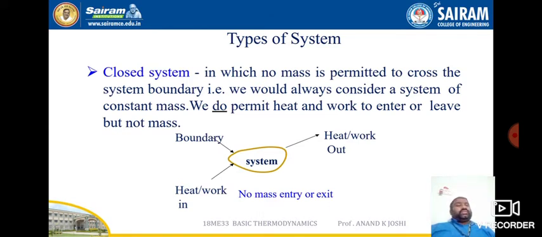Again, there are three types of systems: closed system, open system and isolated system. In a closed system, no mass is permitted across the system boundary. The system always has constant mass, but we do permit heat and work to enter or leave, but not mass. In the figure you can see only heat and work entering the system, or heat and work going out from the system. There is no mass entering or leaving the system. Such a system we call a closed system.